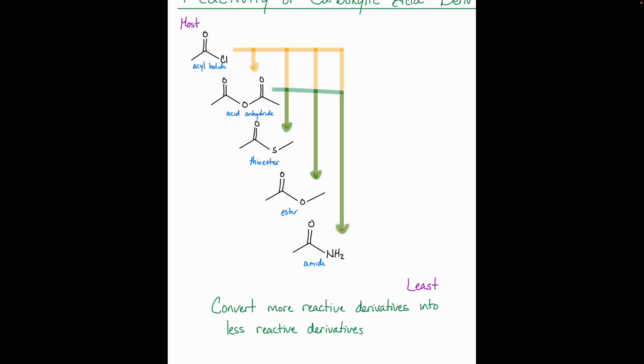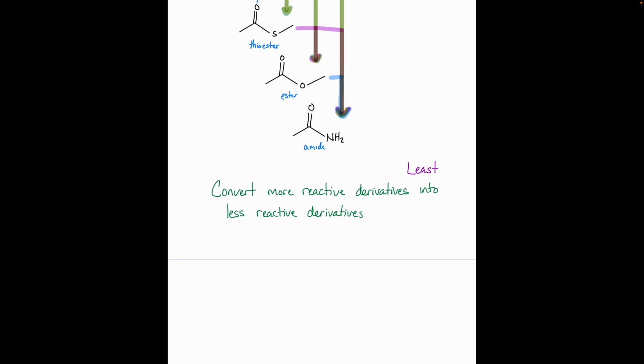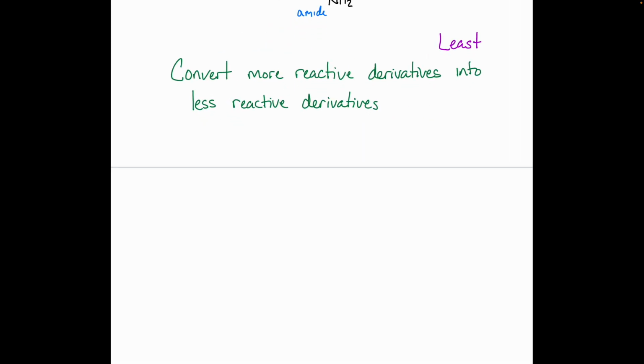Right? Etc., etc. My thioester, what can I make that into? A regular ester and an amide. And if I have that regular ester, the only thing I can do with it is convert it into an amide. All right, so we can always convert something more reactive into something less reactive. All right, so why? Like, why the heck would that be?